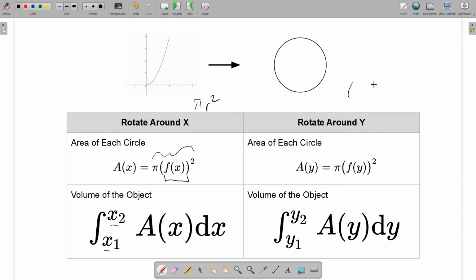Now, usually you'll see me make note of what my points are, my x1 and my y1 and my x2 and y2, so that I can switch between them, because there's a few questions where we're going to double dip and do it once around the x and once around the y. So let's dive right in.